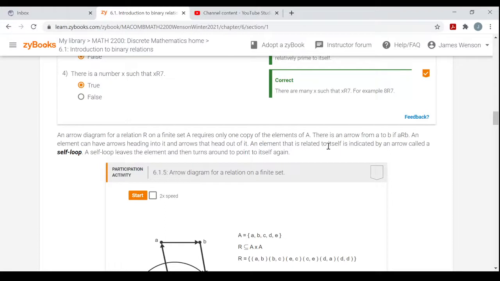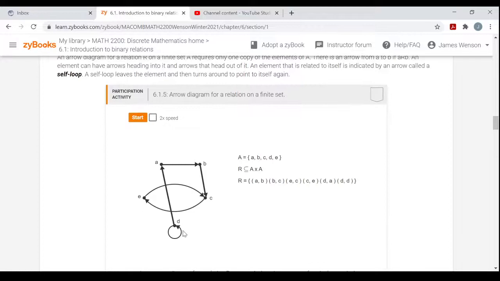An element can have arrows heading into it and arrows that head out of it. An element that is related to itself is indicated by an arrow called a self loop. And that's exactly like I drew in the previous picture where 1 was related to itself, right? Drew an arrow right back to itself. A self loop leaves the element and then turns around to point to itself again, like they do with D down here.